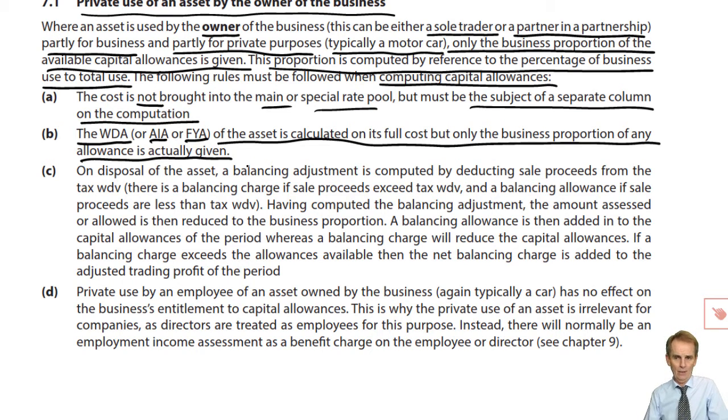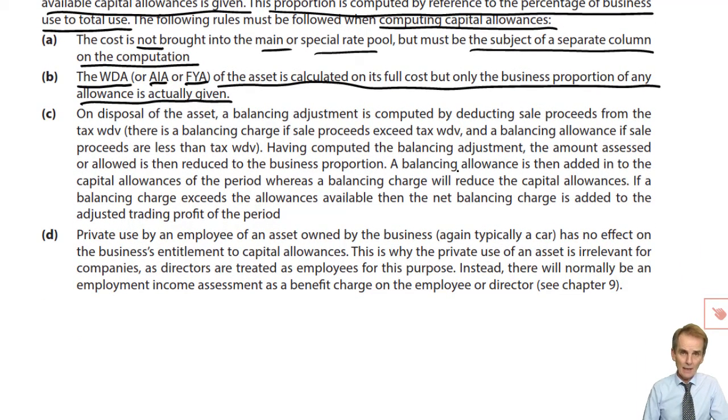Far more likely it's a car, a car that probably does not have low emissions. So it's not FYA, it's WDA that we're dealing with. What does that mean? Each accounting period from when you buy through to the period of sale, we are going to compute our writing down allowance, restricting our 18% or 8% to the business use proportion in terms of the claim.